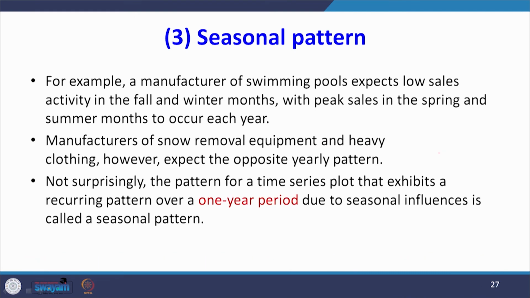For example, a manufacturer of swimming pools expects low sales activity in the fall and winter months and peak sales in the spring and summer months to occur each year. And this variation is within the year. Manufacturers of snow removal equipment and heavy clothing, however, expect the opposite yearly pattern. Not surprisingly, the pattern for a time series plot that exhibits a recurring pattern over a 1 year period due to seasonal influences is called a seasonal pattern.